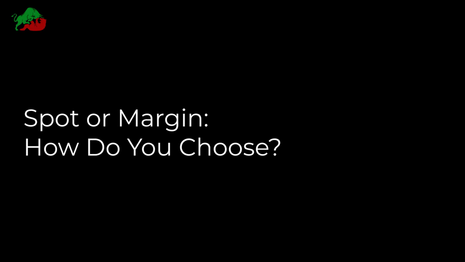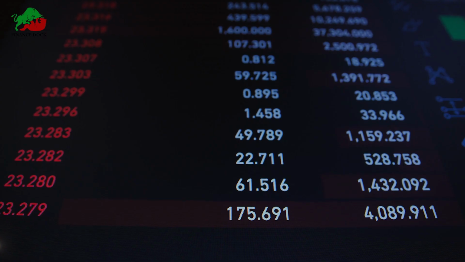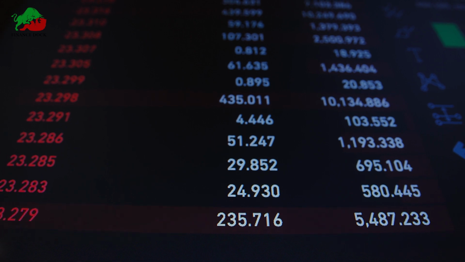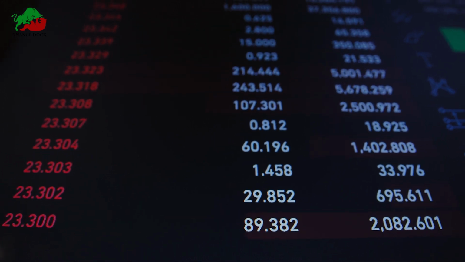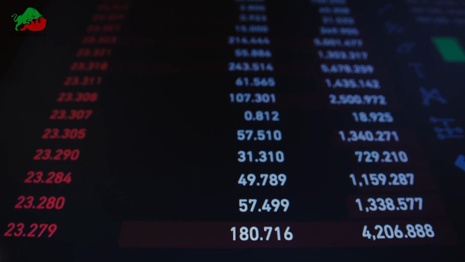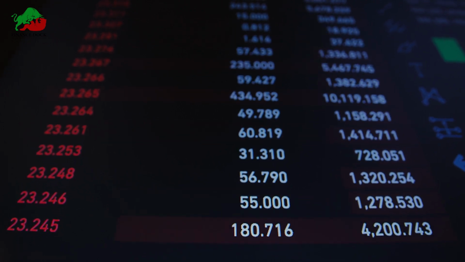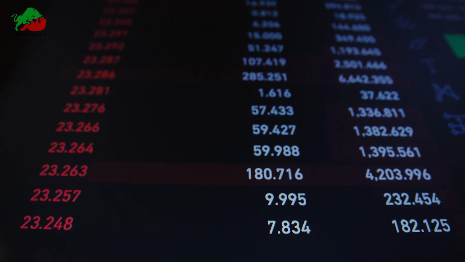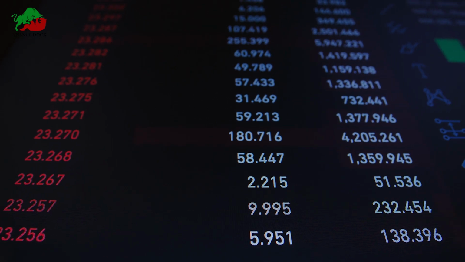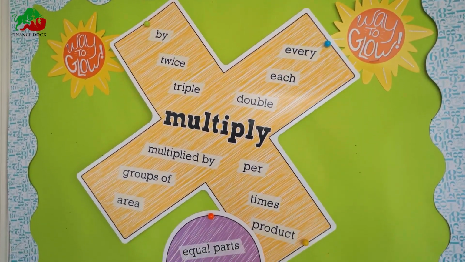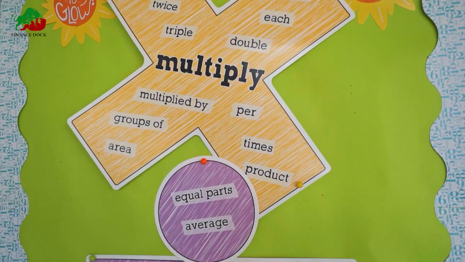Spot or margin, how do you choose? Two popular trading methods are spot trading and margin trading, which are used in markets besides cryptocurrency, such as equities, currencies, commodities, and bonds. The decision is greatly influenced by the risk tolerance and circumstances of the trader. The main distinction is that spot trading doesn't involve leverage, but margin trading does.